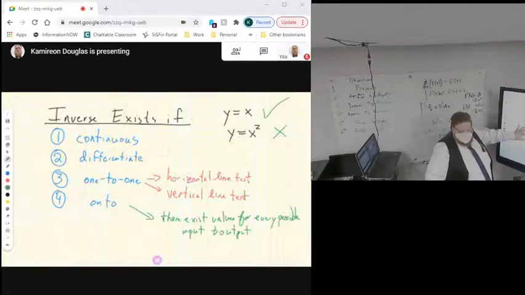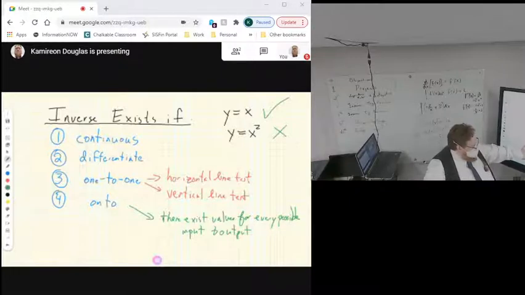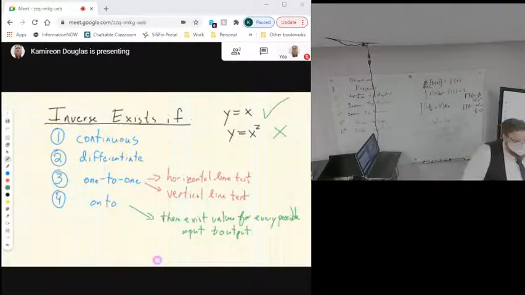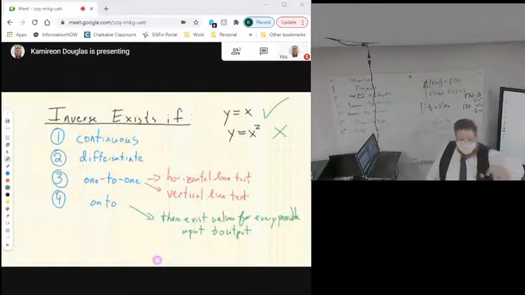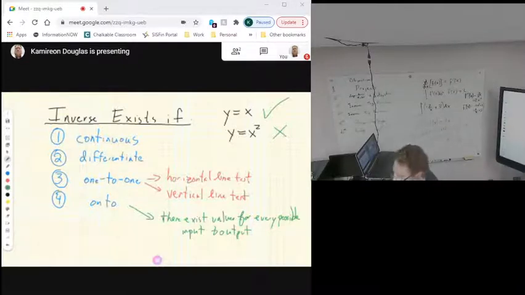Is it 1-to-1? No. Is it onto? No. I cannot possibly get negative y values, therefore there are gaps in my range, therefore it is not onto. I cannot possibly pass the vertical line test and the horizontal line test, because for the horizontal line test I'd have 2 values everywhere there exists a point except 0.